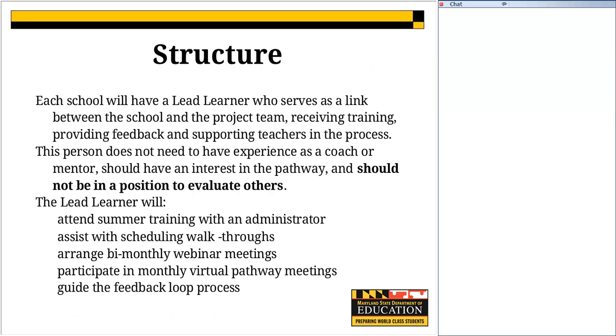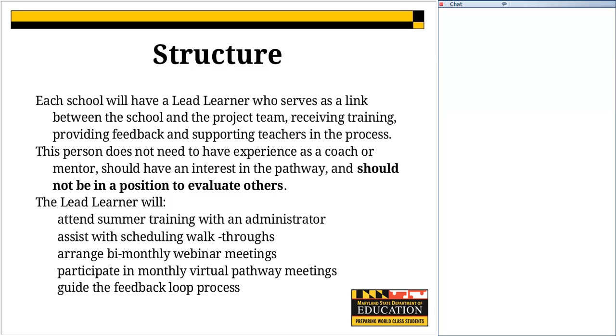They don't have to have experience as a coach or a mentor. If they do, fantastic. But they should be someone who's interested in improving and supporting teachers and who has an interest in that pathway. They'll attend summer training with their administrator. We do ask that an administrator attends so that they can be informed about what's happening in their school and so they can help lead that work. They'll help with scheduling the walkthroughs at the school. They'll help with arranging bi-monthly webinar meetings. Those bi-monthly webinar meetings are overall meetings for all of us, so they'll help with the scheduling and the calendar.